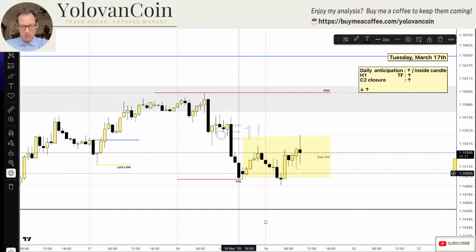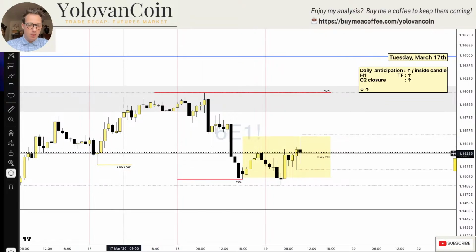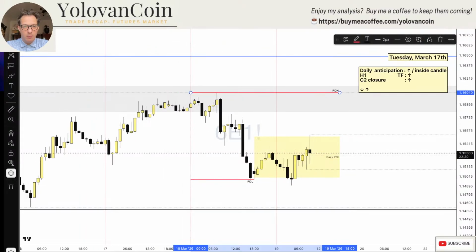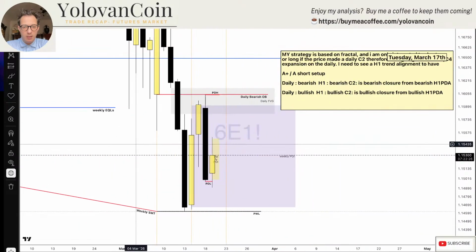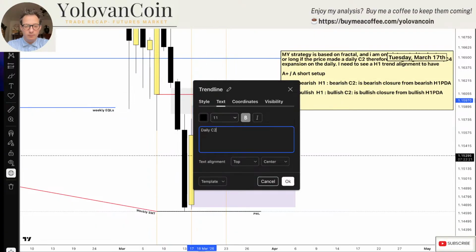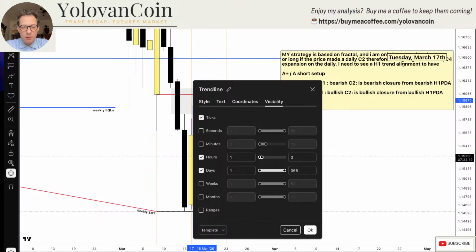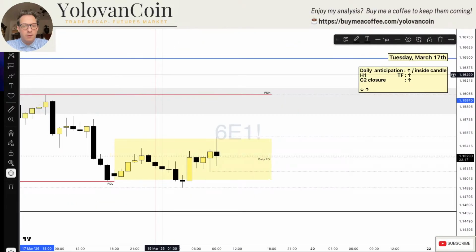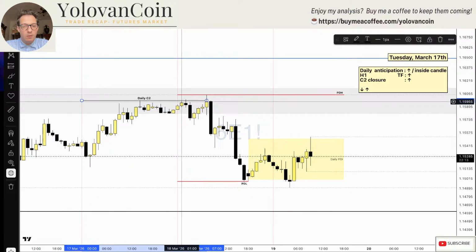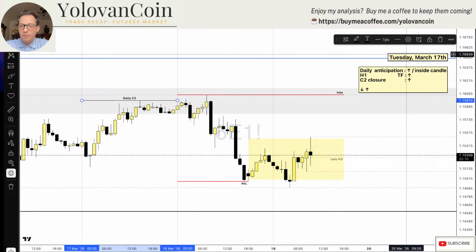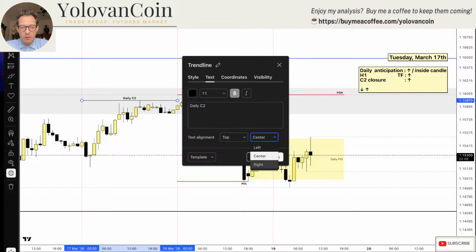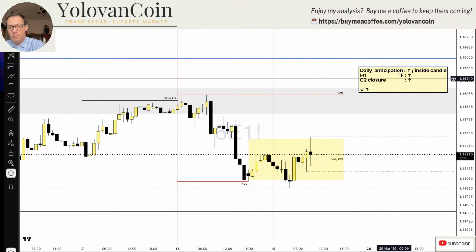That's midnight here. Okay, I don't need these, they are just noise. I have the structure here. Let me put the daily C2 on the chart. Okay, I want to see this one only on the 1-hour time frame. That's perfect. So we see we had a C2 daily closure. I want to see this one actually. Right, I don't need this information.